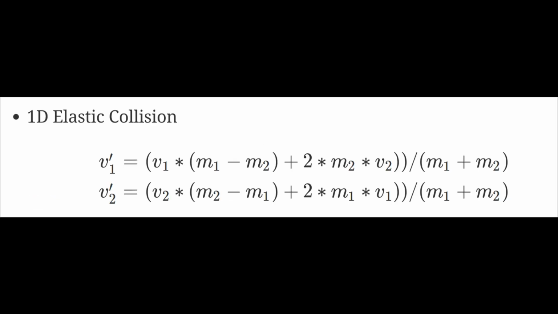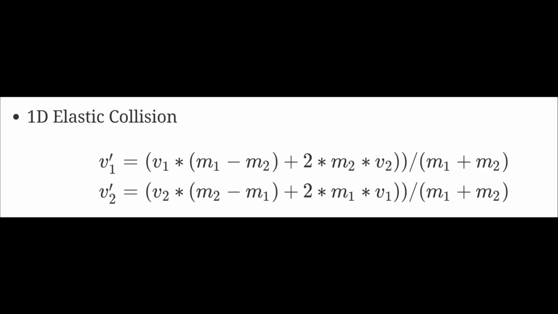Finally, we have to look at elastic collisions. In a nutshell, elastic collisions is what happens when two objects collide. In this case, we want to get the velocity of object 1 and object 2 when they collide and know what the new velocity is. And that's the formula for that.